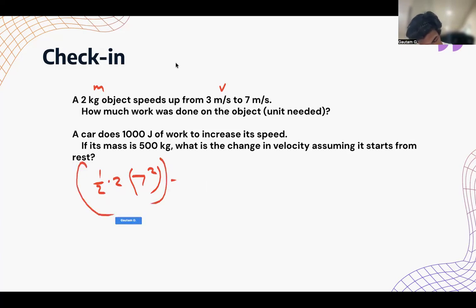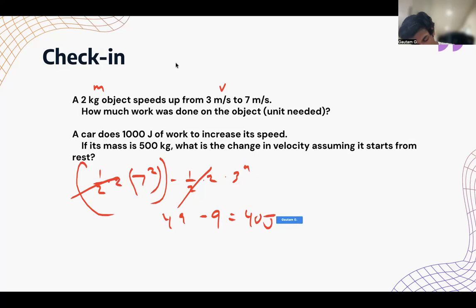minus 1 half times the mass, which is the same for both scenarios, times 3 squared, correct? So we can cancel this out and we're just left with 9, sorry, 49 minus 9, which equals 40 joules of work done. Correct? Does that make sense to you guys?